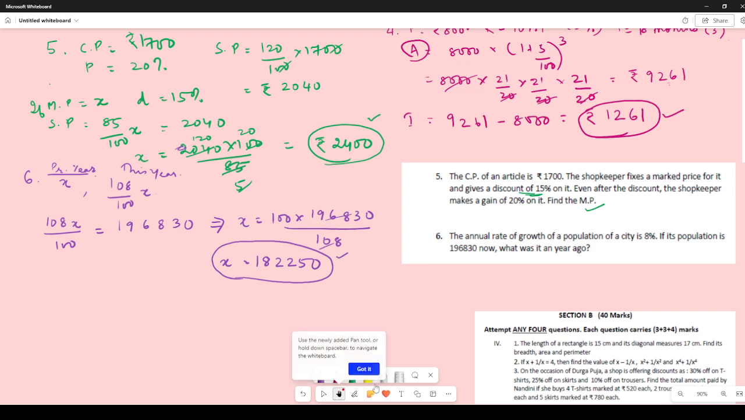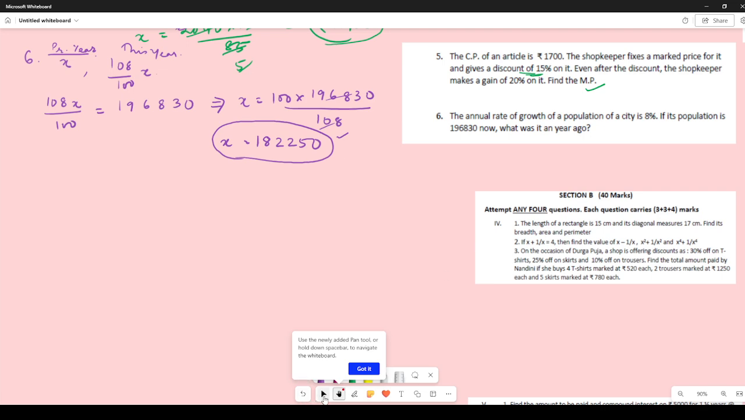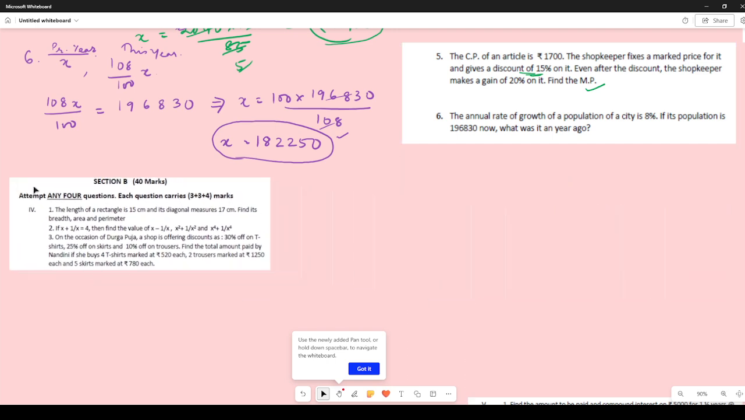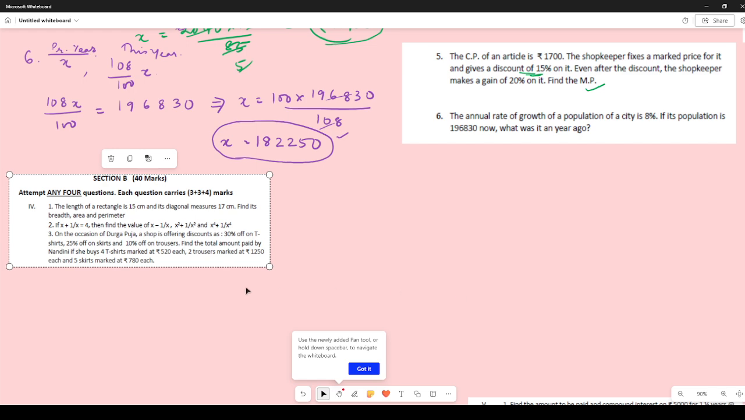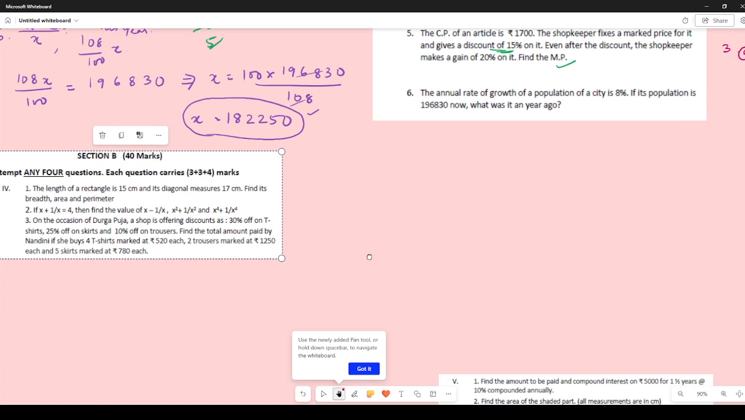Now let us move on to section B. So section B, you had the questions, let me expand this, 3 questions each. So let us take up these questions one by one. The length of a rectangle is 15 centimeters and its diagonal measures 17 centimeters. Find its breadth, area and perimeter.